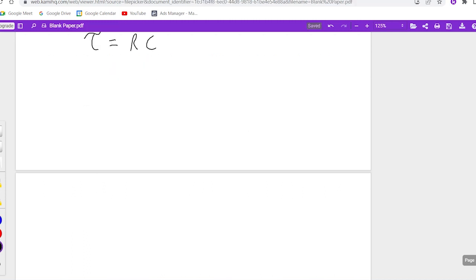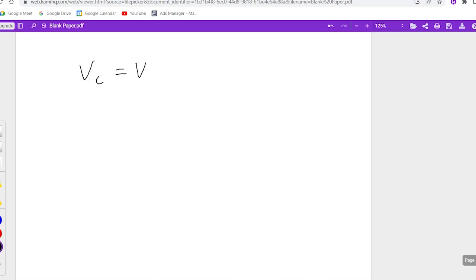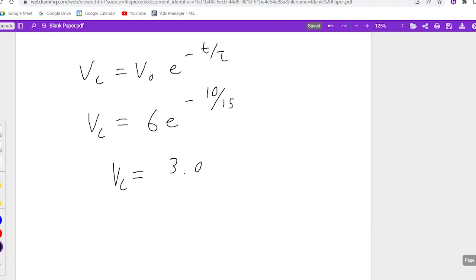So what I'm going to write is, for discharging, the voltage in the capacitor is equal to V naught e to the negative t over tau. So that means the voltage in the capacitor is equal to V naught. Remember, that's the original voltage. Even though it's not connected to the battery anymore, it was still fully charged at 6 volts, times e to the negative t, which is 10, over tau, which we found earlier, 15. Now, all you need to do is plug this in your calculator. It's not that bad, as long as you know where the E button is. And you're going to get a voltage of 3.08 volts.